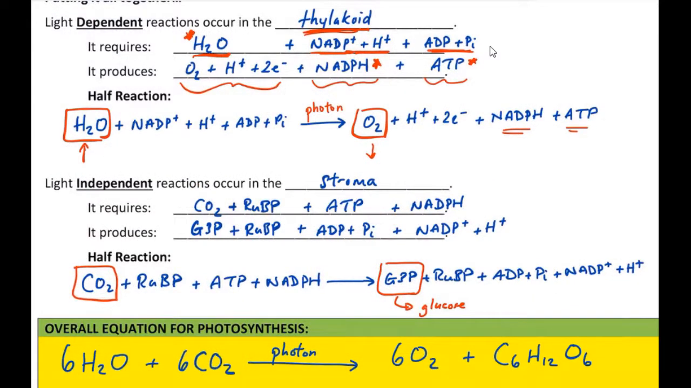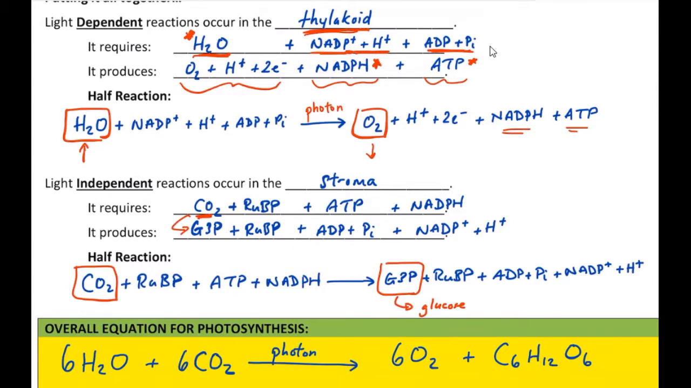So now we see where does it happen? In the stroma. I'm out in the jelly. Still in the chloroplast, but in the stroma of the chloroplast. What does it require? This time, I'm going to put in CO2, but I'm going to get out G3P.